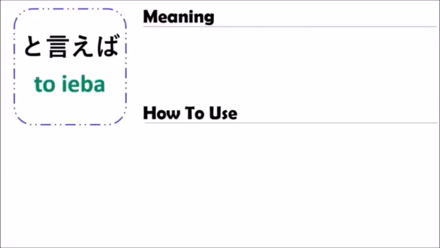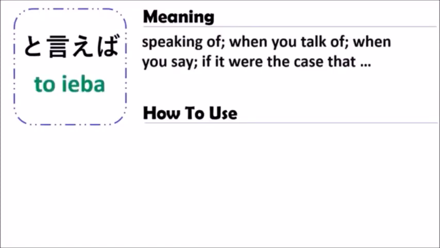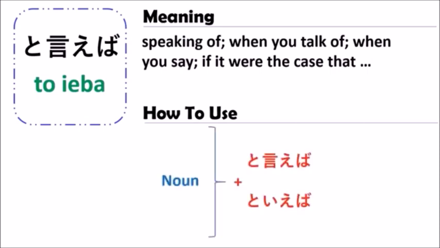The grammar of to ieba means speaking of, when you talk of, when you say, if it were the case that... In Japanese, when you use the grammar of to ieba, you can use the noun only. That means you should begin with the noun and after that follow it with to ieba.